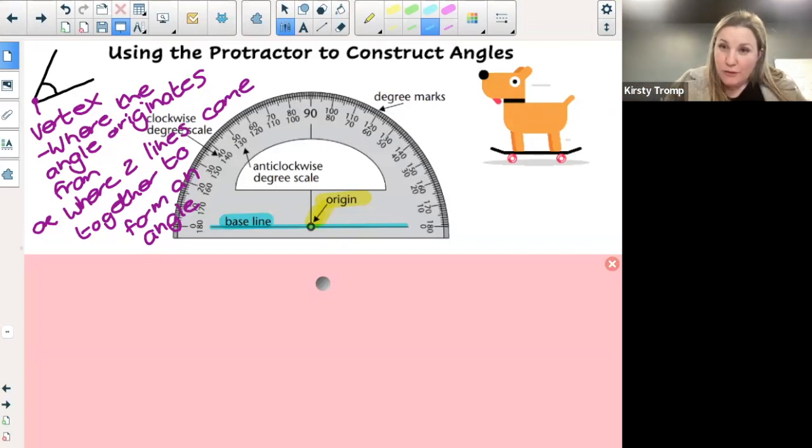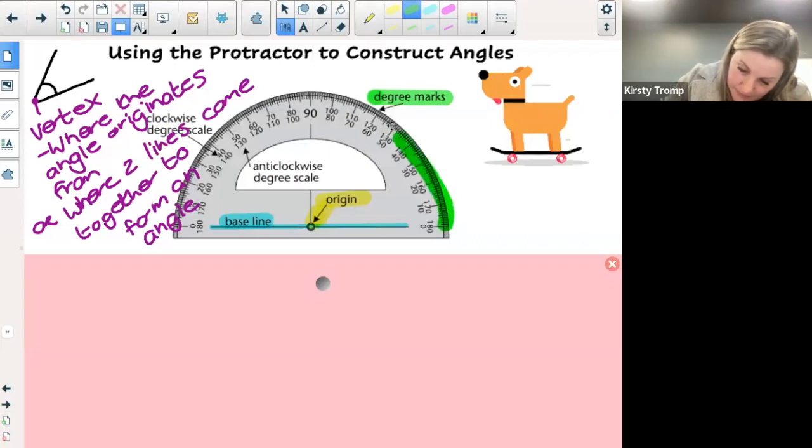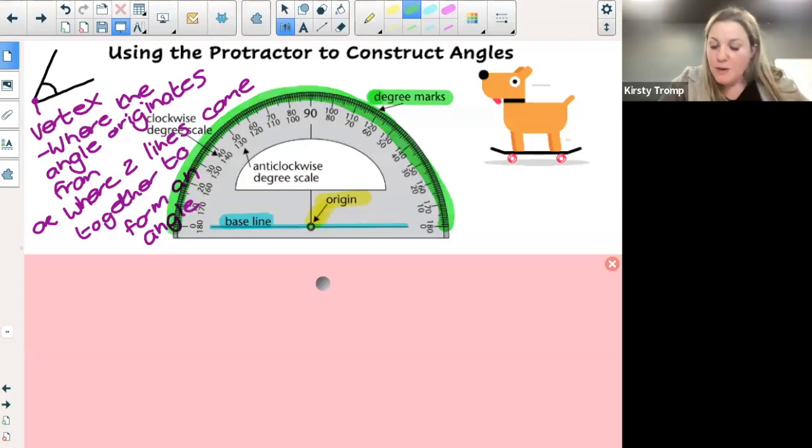I'm hoping you've taken a screenshot of the notes that I've got here so far. Now I'm going to look at the degree marks. All the way along the edge of this protractor, we have these little markings.